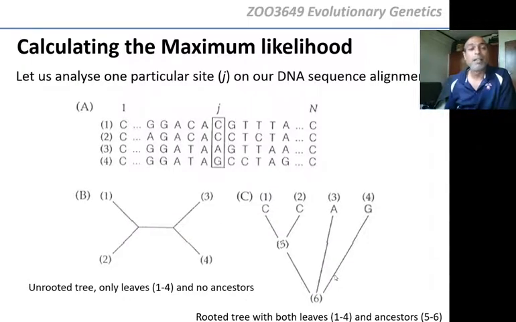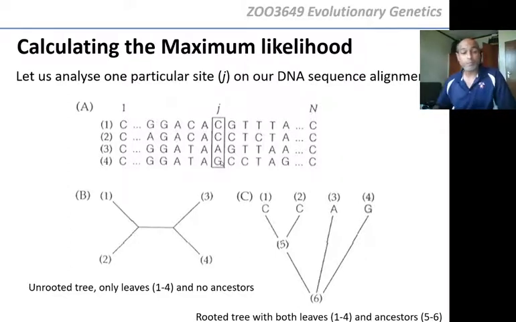Okay? So let us analyze a particular site J in our DNA sequence. This figure here that I'm circling with my mouse is the alignment, sorry. This is the alignment here, okay? Here's individual 1, 2, 3, and 4, okay? And here's the sequence of individual 1, here's the sequence of individual 2, here's the sequence of individual 3, and here's the sequence of individual 4, right? But for site J, here's site J, at a particular site J, we have individuals 1 and 2 having a C and a C, individual 3 has an A, and individual 4 has a G, okay? We're only interested in this site, okay?